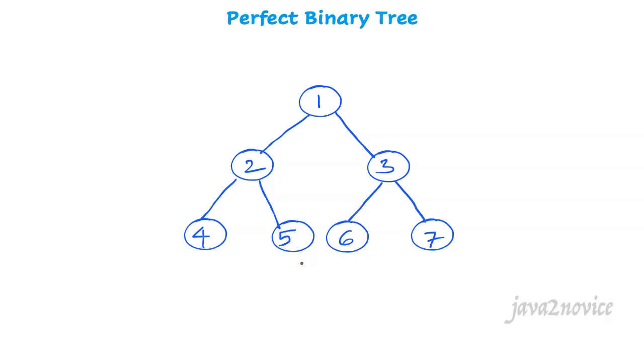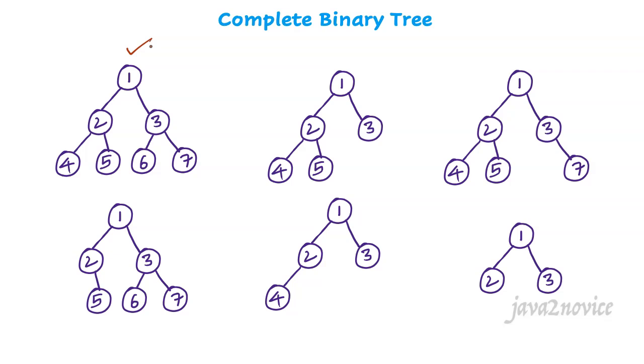Now, a complete binary tree is similar to a perfect binary tree except for one change. In a complete binary tree, all the levels are completely filled except the last level. The last level may or may not be completely filled. In case it is partially filled, then all nodes must be as far left as possible without any gaps between them. Here is an example of a complete binary tree. In this, all the levels are filled completely, including the last level, the leaf node level also. So this is a complete binary tree.